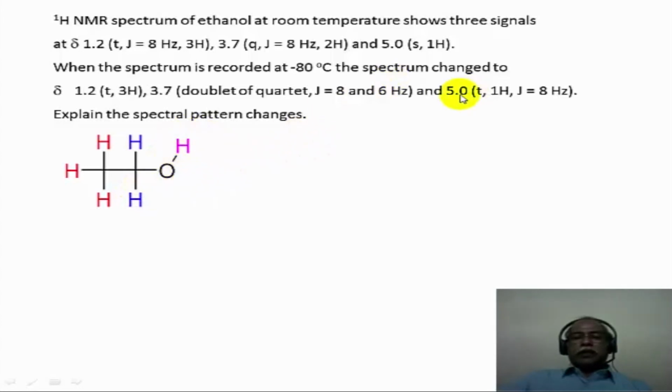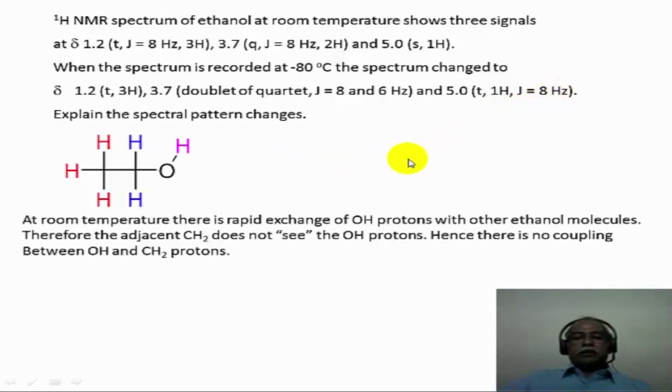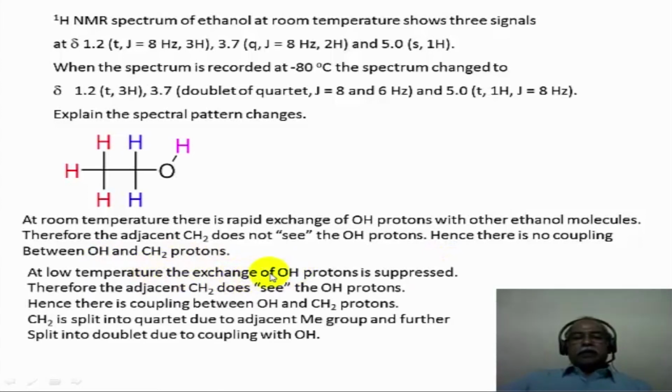So the OH hydrogen also appears as a triplet with an 8 Hertz coupling constant in this particular system. At room temperature, there is a rapid exchange of the OH proton with other ethyl alcohol molecules. Therefore, the adjacent CH2 does not see the presence of the OH, and hence there is no coupling between the OH and the CH2. At low temperature, the exchange of the OH proton is suppressed.